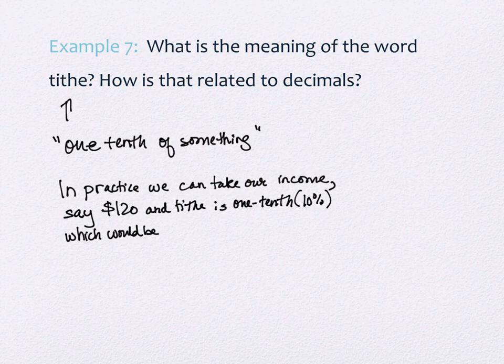Be bold. Somebody give a guess. 12. It's 12. In particular, if you're looking at this and you're like, well, remind me what we do. The decimal's after the number 120, right? And you just move the decimal one place over. Or likewise, you could say divide by 10. So it's $12. This is what is meant by tithe.